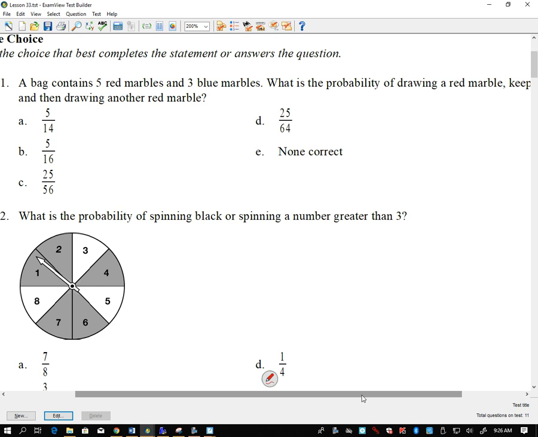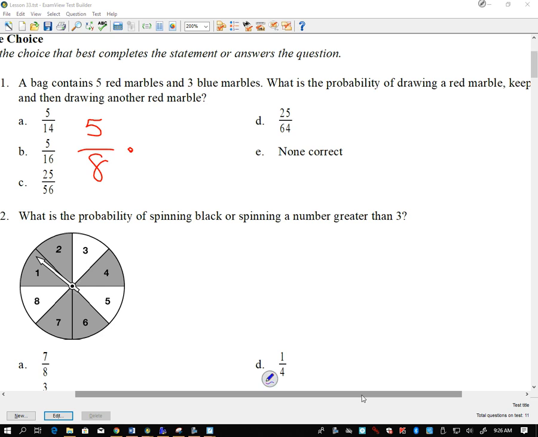All right, so we have 2 events taking place. We first want to find the probability of drawing a red marble. What number goes on top? 5 over 8. Good. Do we understand where the 8 comes from? There are 8 total marbles. Notice that we're keeping it, so we're going to keep that red marble.